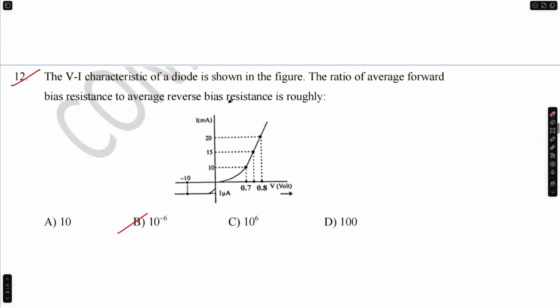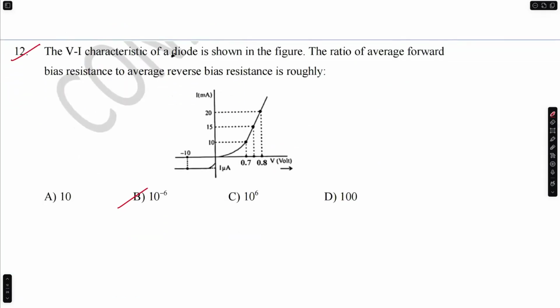Clean hit means clean hit. The VI characteristics of a diode is shown in the figure. The ratio of average forward resistance by average reverse bias resistance. Honestly, in the ideal condition, a few ohms forward, reverse maximum. So that should be close to 0, very low. So this is not a possible number. Among these two, this is not a possible number. So this is possible. Therefore, 10 power minus 6.